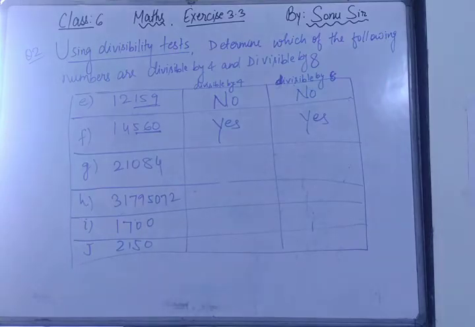Now 21084, can you tell me? 84. Is it coming in the 4 table? Yes. 21 4s are 84. So definitely this number is divisible by 4. But what about the 8 table? 084 is there. So 84 is not coming in the 8 table because 8 10s are 80 and 8 11s are 88. So you can't say that 084 is divisible by 8.